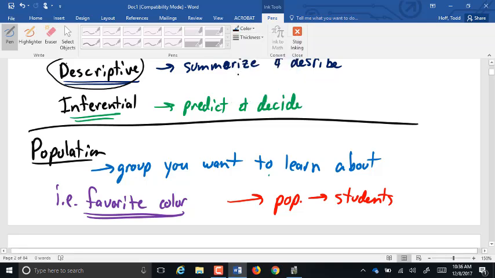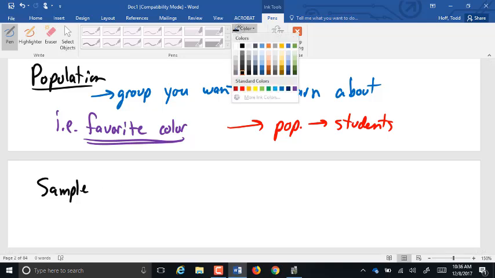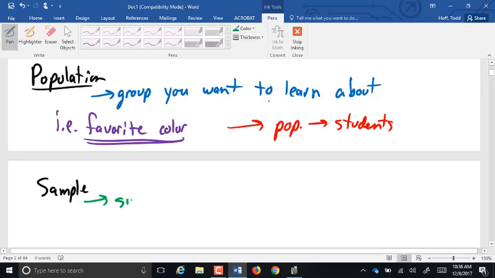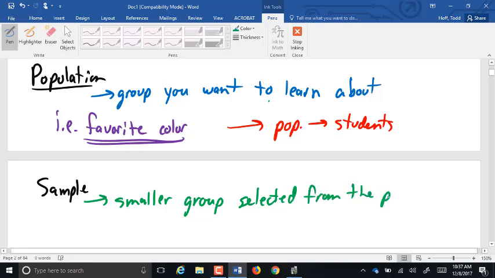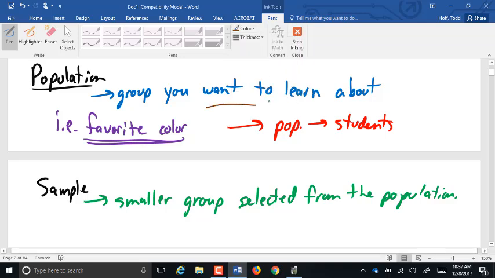Now, oftentimes, we can't reach the whole population, so we take a sample. And a sample is just a smaller group selected from the population. And there are a lot of reasons to take samples. We're not going to get into all the details. Realistically, there's like an hour discussion on samples alone. But a lot of reasons to take samples.